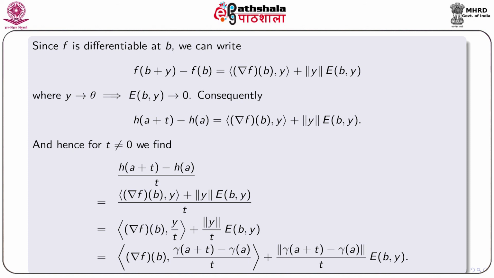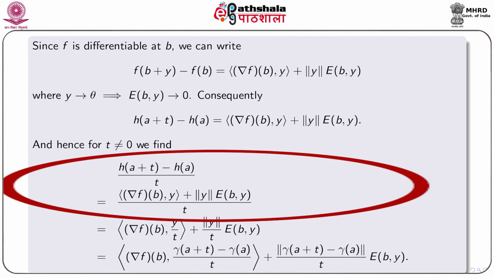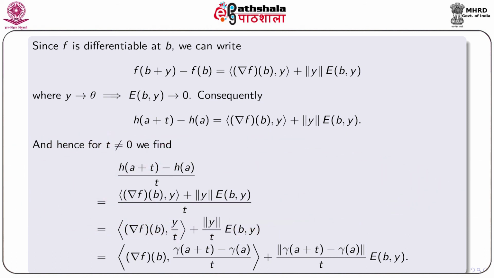Since f is differentiable at the point B, we have the first order Taylor formula, which reads as f of B plus y minus f B equal to inner product grad f B and y plus norm y E B y, where as y approaches the origin, E B y tends to 0. Hence, we have h of A plus T minus h A equals the inner product grad f B y plus norm y multiplied by E B y.